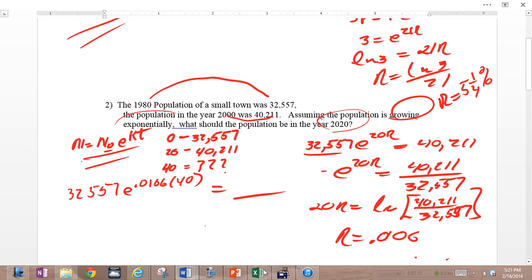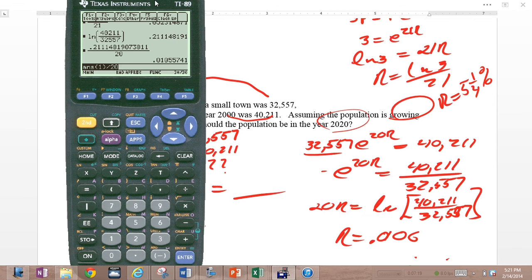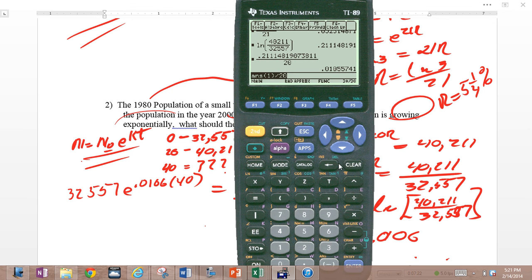So what is it? You can only ask our calculator. Let's pull the calculator over here and clear it out. It's 32,557 times e to the power, and what we could do here is just come up and grab that power right there. So we take all the decimal places times 40, and that should be our future population. 49,664.